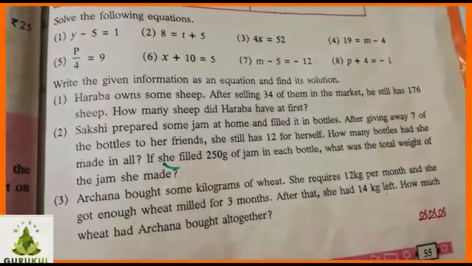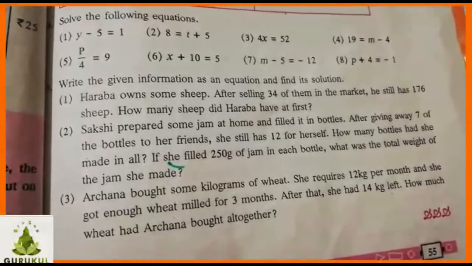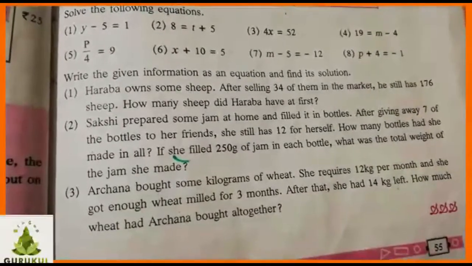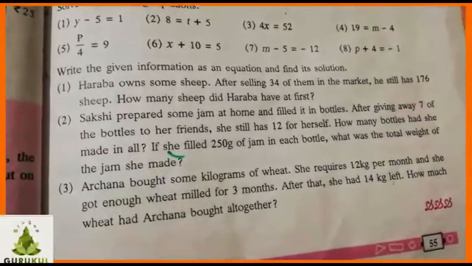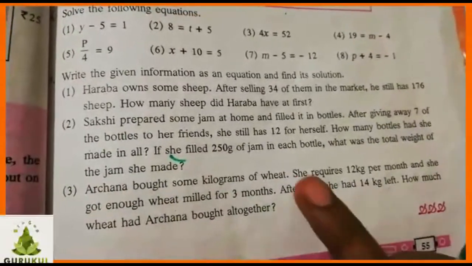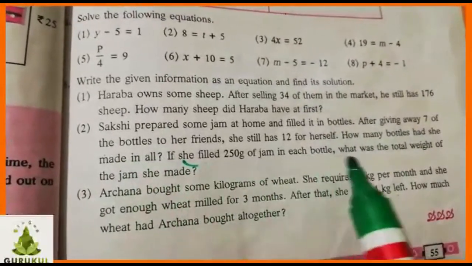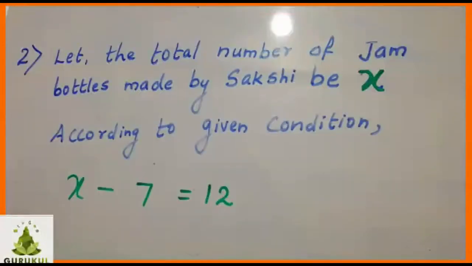Now how many bottles had she made in all? First we will find how many bottles of jam she made in all, then we will go to the second part. This is the first part. We will do the first part first, then we will go to the next question. Copy down the first statement.